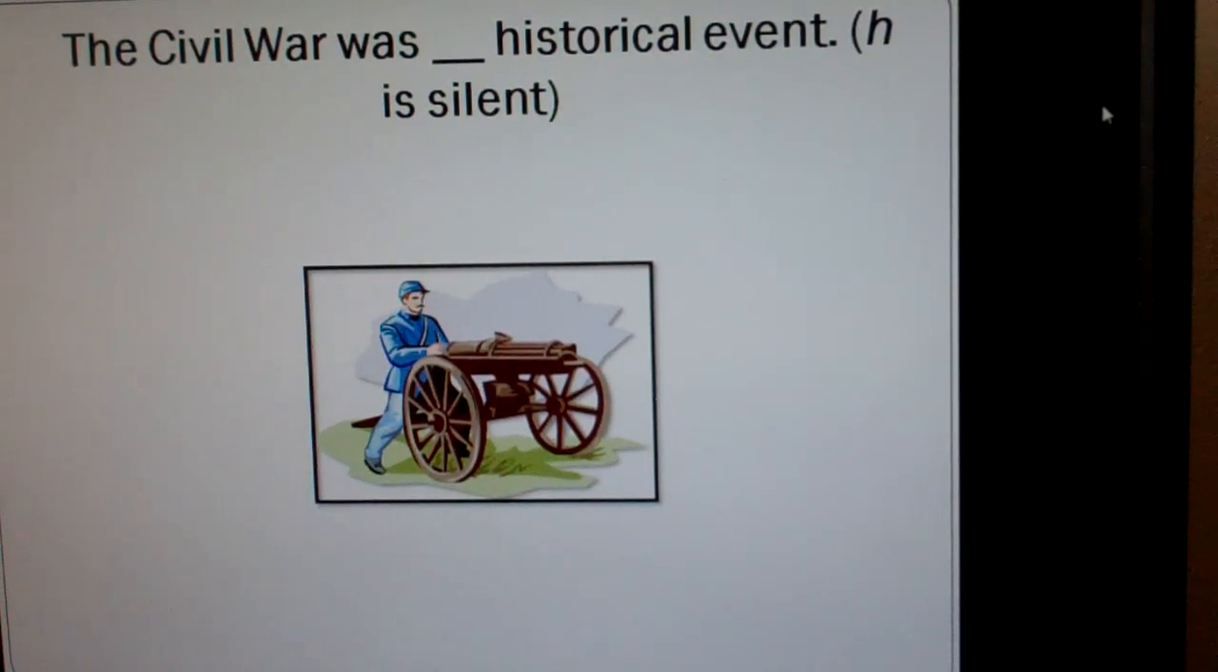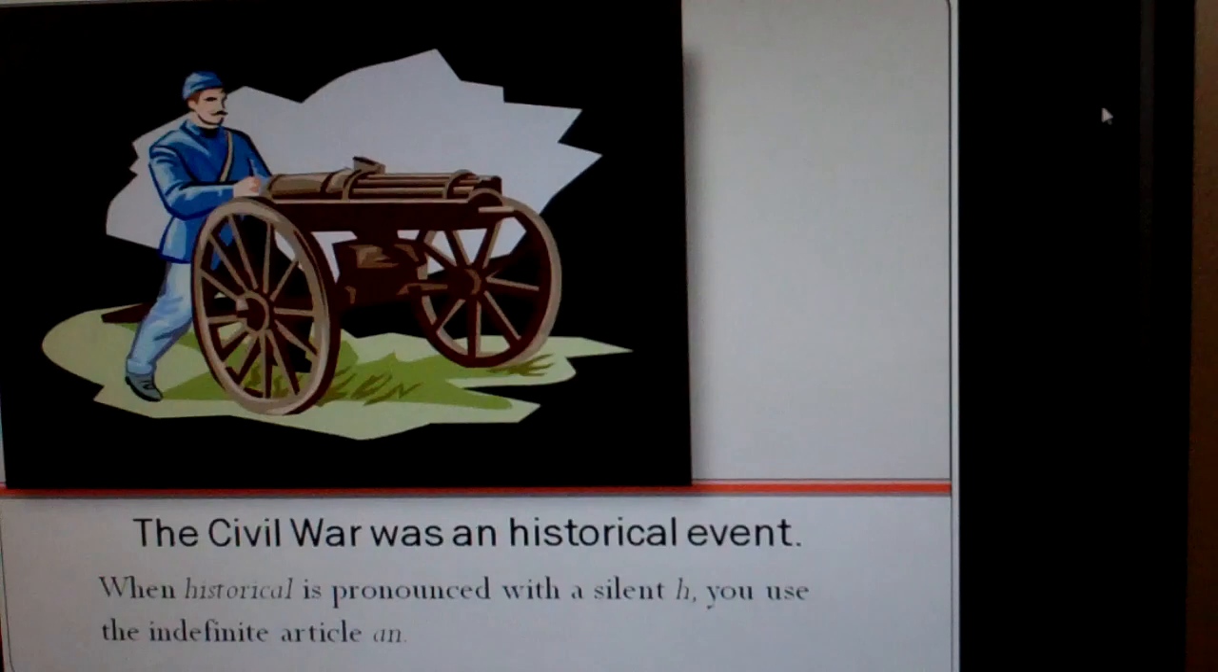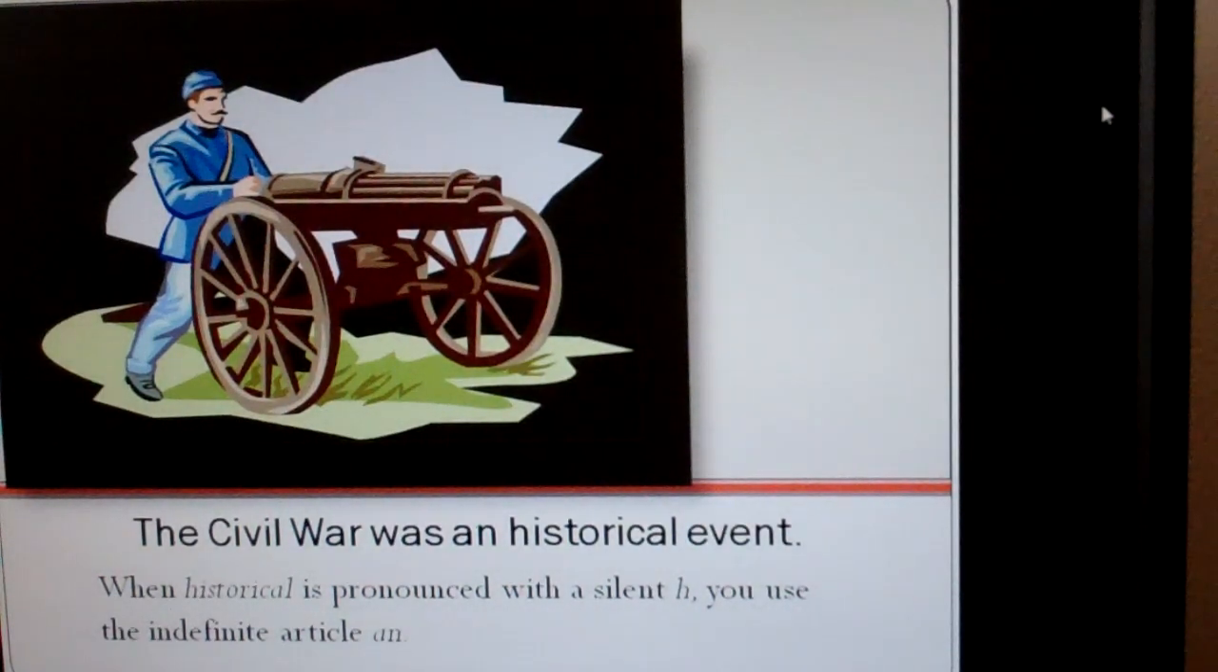Notice in this sentence I'm saying that the H is going to be pronounced with a silent H. The Civil War was an historical event. When historical is pronounced with a silent H, you use the indefinite article an.